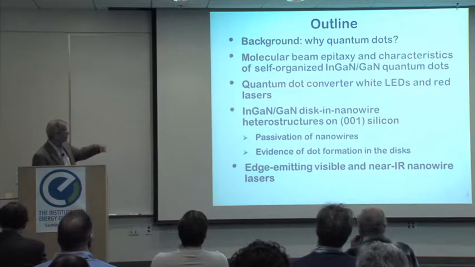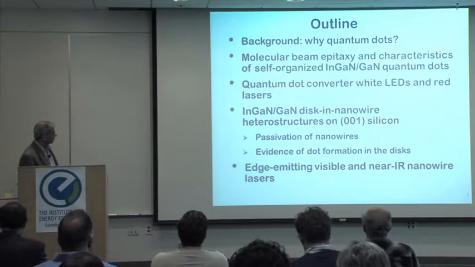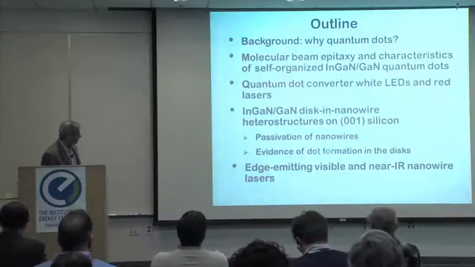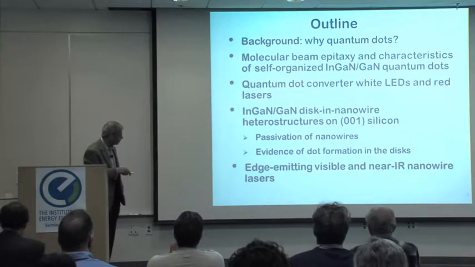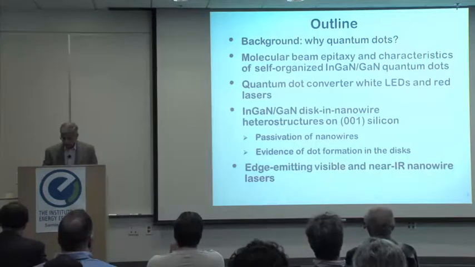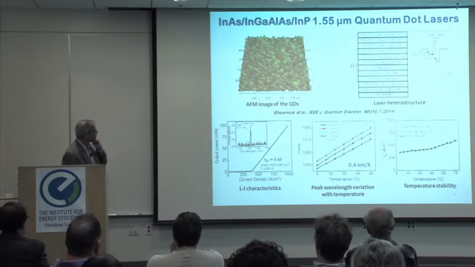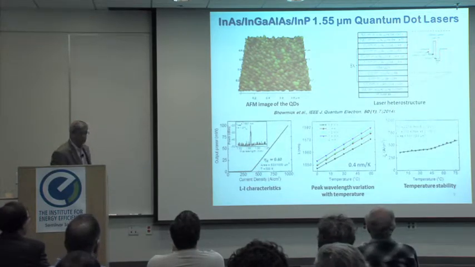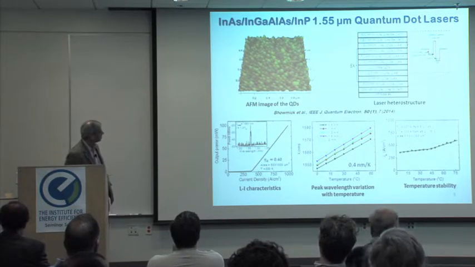And then I'll move on to the other nanostructure, the disk-in-nanowire heterostructures on silicon. And the key thing here is it's (001) silicon. And then I'll talk about the passivation of the nanowires, the evidence of forming dots in the nanowires, and then edge-emitting visible, and we can go all the way to near IR. But before I go into the nitrides, I'll just spend a minute on the last bit of work that my group did with the indium arsenide quantum dots, and there's a reason I show all this.